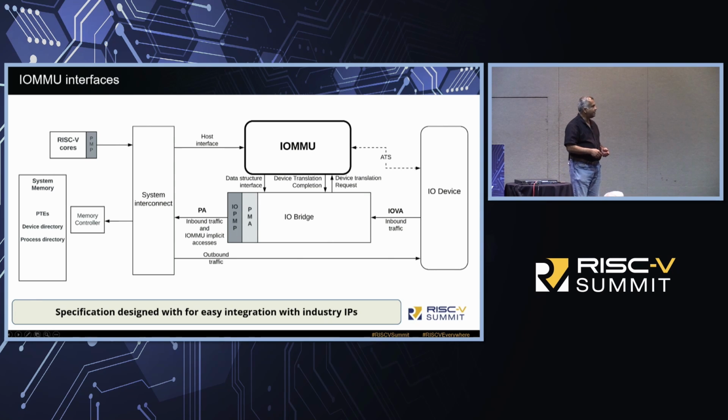But if there is an address translation cache miss, then the IOMMU itself needs to walk data structures. For that, there is a data structure interface through which the IOMMU can insert memory reads and writes in order to walk tables. It has an interface by which the hart can access the memory mapped registers of the IOMMU, and there's the ATS interface through which it can receive the page request messages and the ATS invalidation completions and so on.